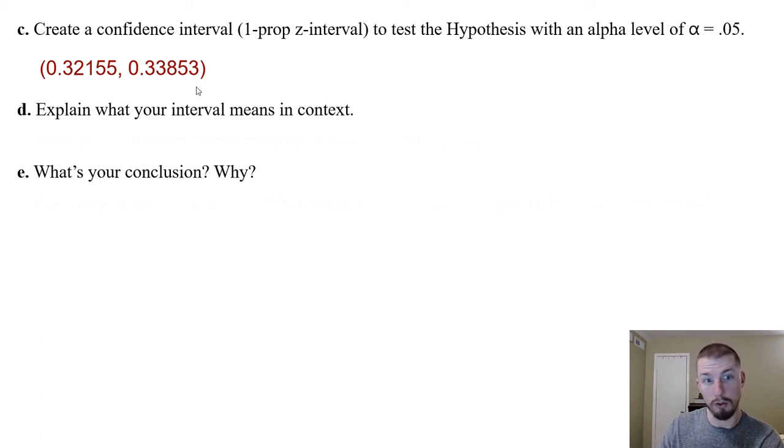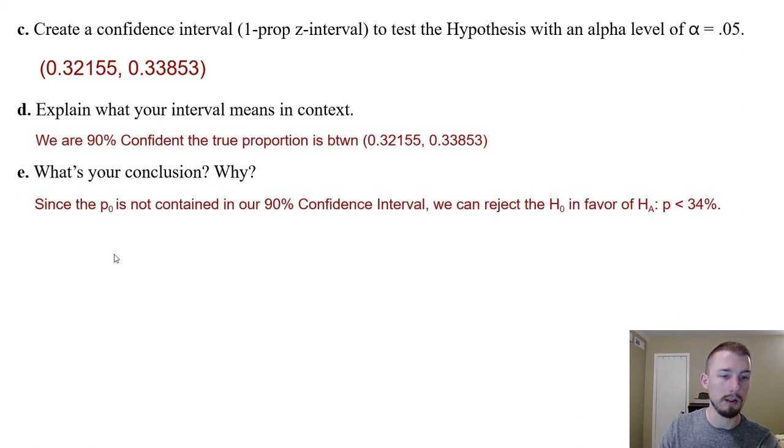Right? So we would say that since the hypothesized proportion is not contained in our 90% confidence interval, we can reject the null hypothesis in favor of the alternative, which is to say that the true proportion in 2000, the attendance rate, has actually gone down. Now, how much has it gone down? Well, with 90% confidence, we believe it's somewhere between 32 and 33.8%.